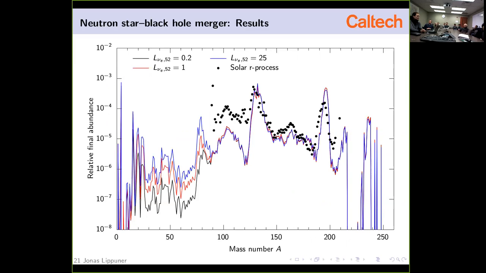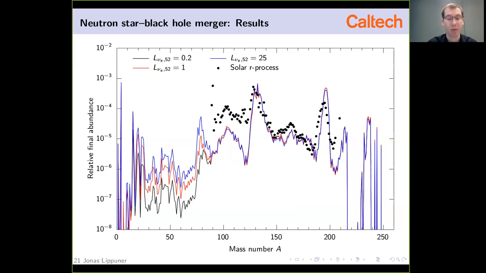Exactly. So I think in the paper we have plots with slightly higher neutrino luminosity than 2.5 times 10 to the 53, and it actually saturates. At some point you get a neutrino luminosity where even if you increase it further, you don't get a further enhancement in this first peak. So we clearly cannot produce the relative abundance pattern of the first to second to third peak that we are observing.